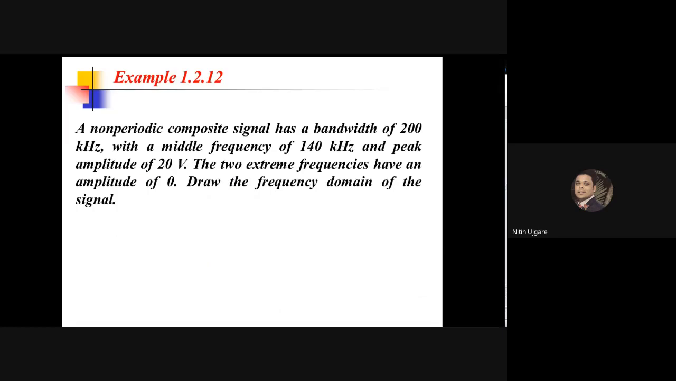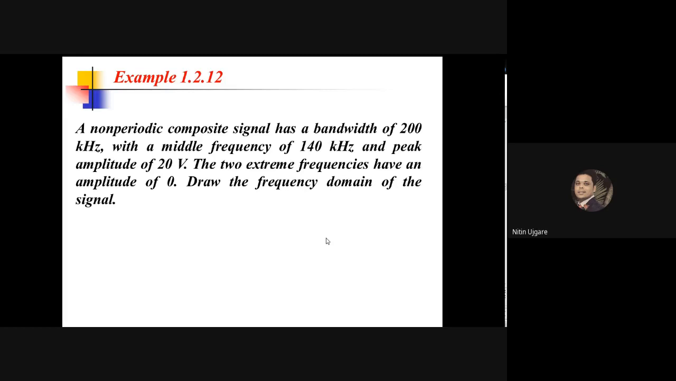So a non-periodic composite signal, one more example, has a bandwidth of 200 kilohertz with the middle frequency of 140 kilohertz and a peak amplitude of 20 volts. We're supposed to find the lowest frequency as well as the highest frequency given the middle frequency. One more piece of data is given: in this example, the two extreme frequencies have an amplitude of 0. So the amplitude of the lowest frequency and the amplitude of the highest frequency is 0.